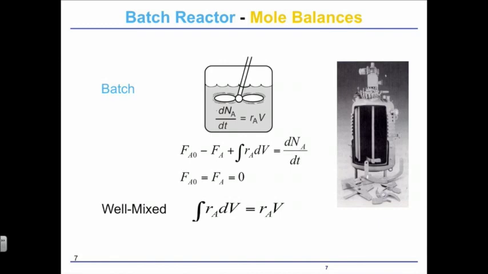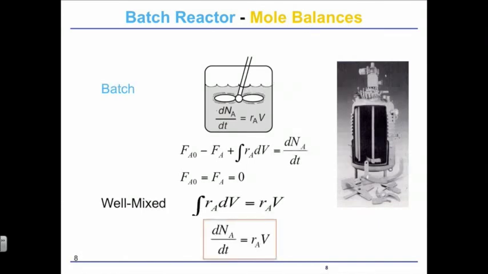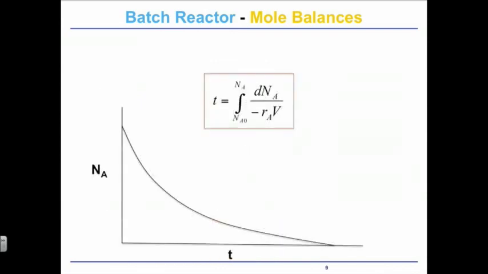Thus, we'll also assume that our batch reactor is well mixed, such that RA can be pulled outside the integral, and the integral of dV will then be V. What this gives us is dNA/dt equal to RA times V. This is our characteristic equation for a batch reactor, the differential version.